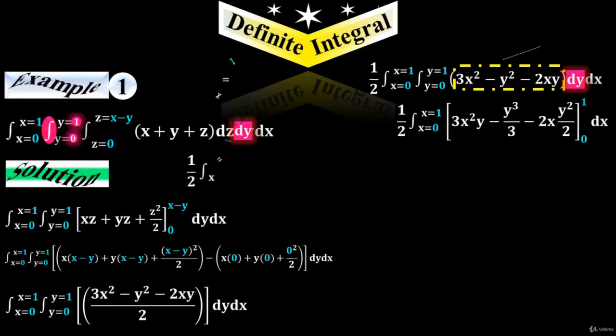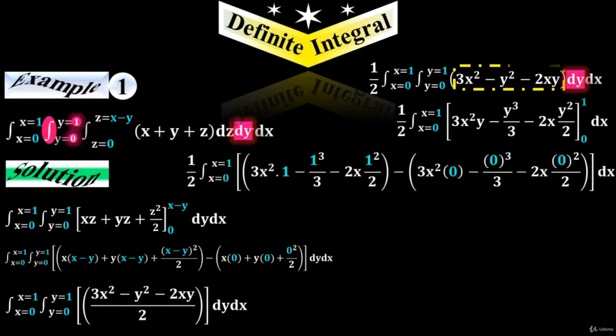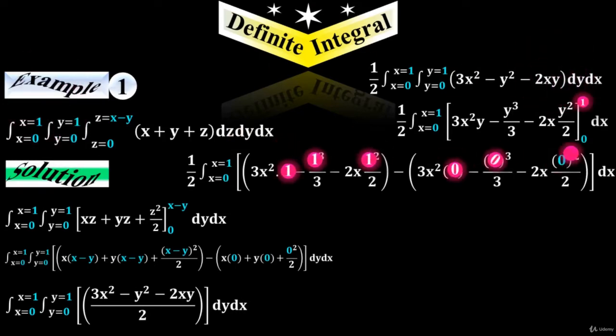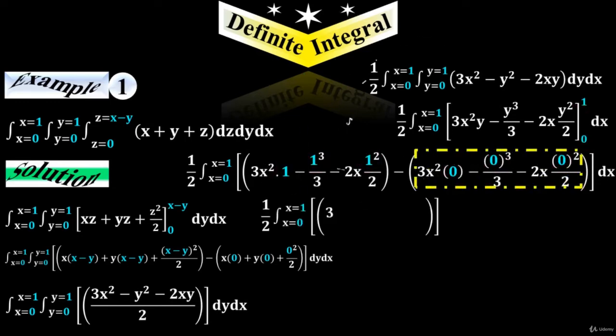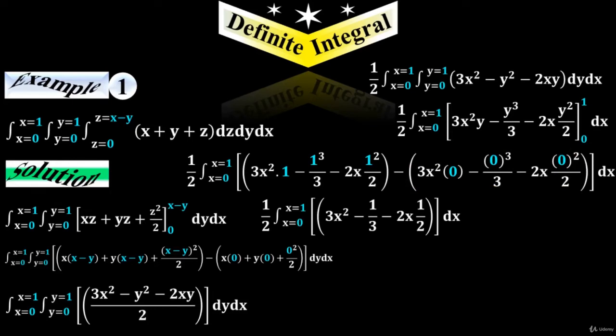Substitute the value of limits here. Our upper limit is 1 and the lower limit is 0. Again remember, the integration was with respect to y, and therefore you must substitute the value of limits in y variable, not in x and z. This will be 0, and we're left with the integral of 3x squared minus 1 over 3 minus 2 times x times 1 over 2.